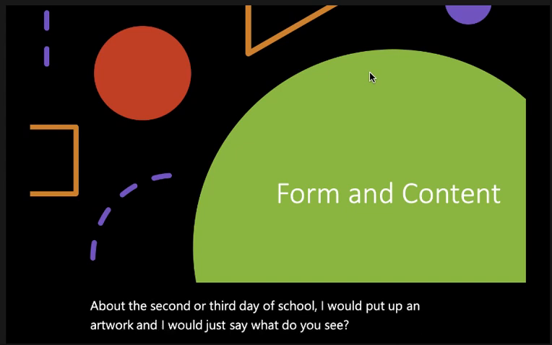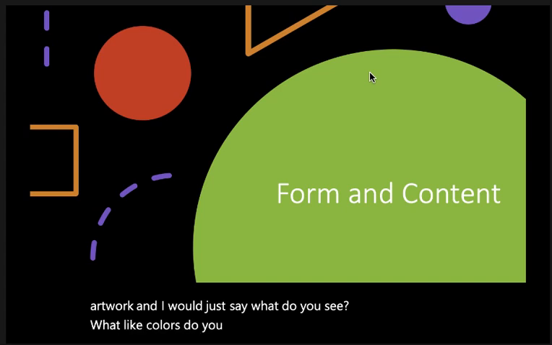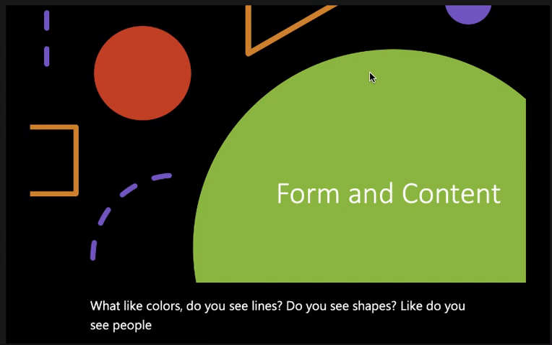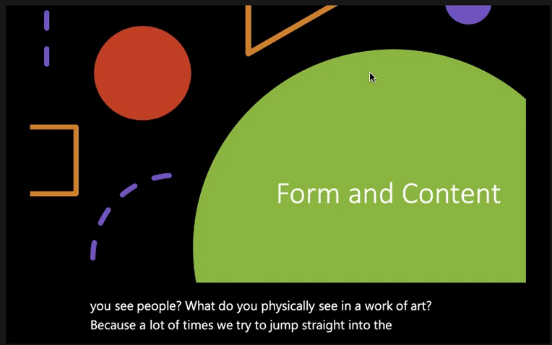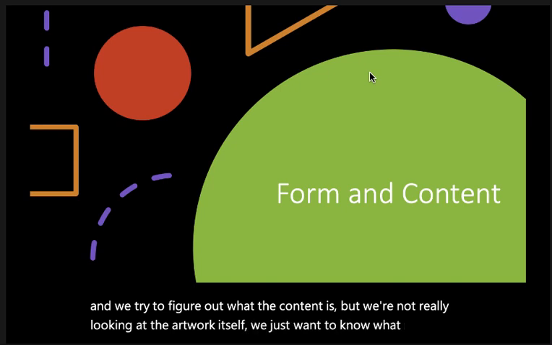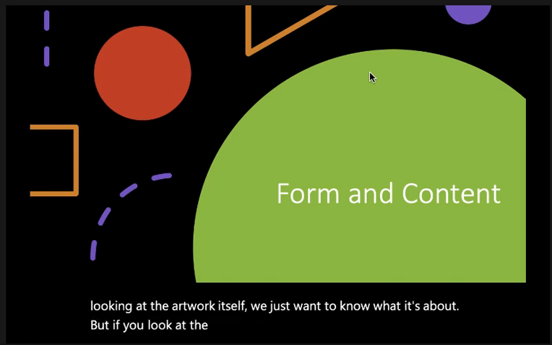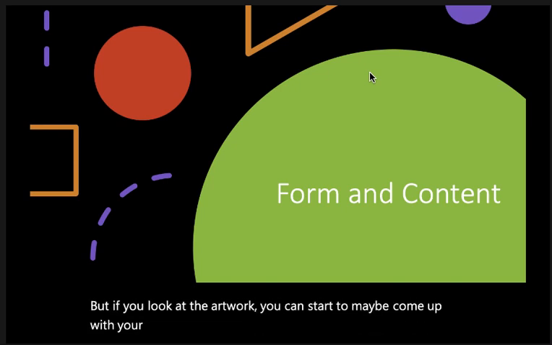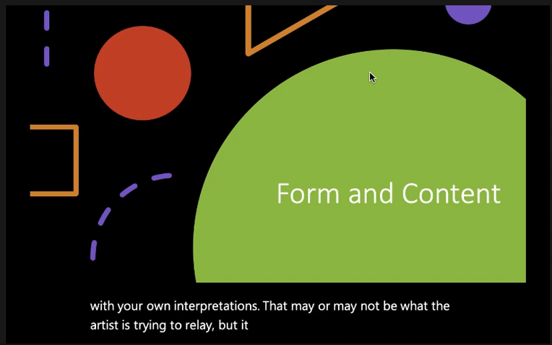What colors? Do you see lines? Do you see shapes? Do you see people? What do you physically see in a work of art? Because a lot of times we try to jump straight into the meaning and we try to figure out what the content is, but we're not really looking at the artwork itself. We just want to know what it's about. But if you look at the artwork, you can start to maybe come up with your own interpretations that may or may not be what the artist is trying to relay, but it can make it a little more interesting for you as the audience.